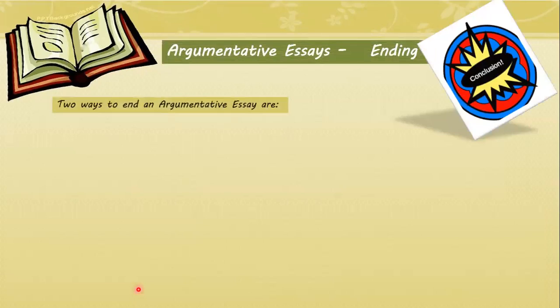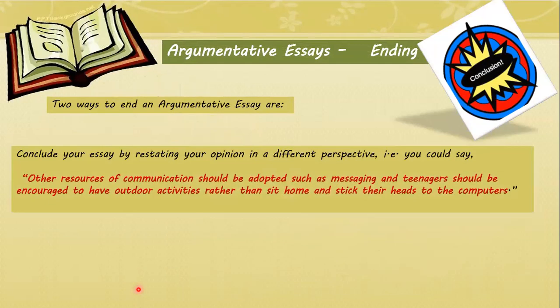Then comes the ending, how to conclude it. There are two ways to end an argumentative essay. The first is that you can conclude your essay by restating your opinion from a different perspective. Like you can say that other resources of communication, such as messaging, should be adopted, and teenagers should be encouraged to have outdoor activities rather than sit at home and stick their heads to the computer. So in a different way, you are saying that social media should not be adopted as the first choice for the student.